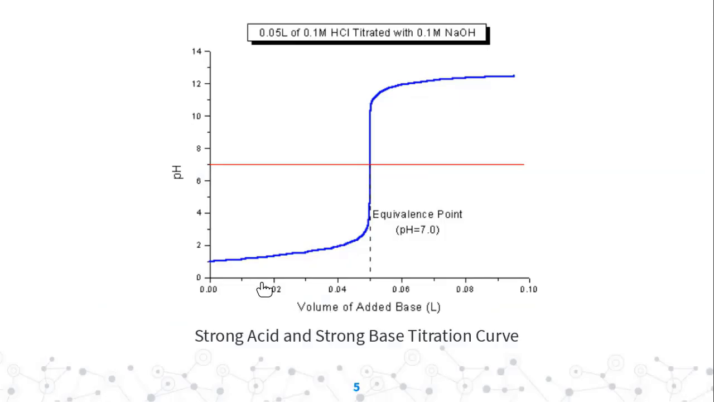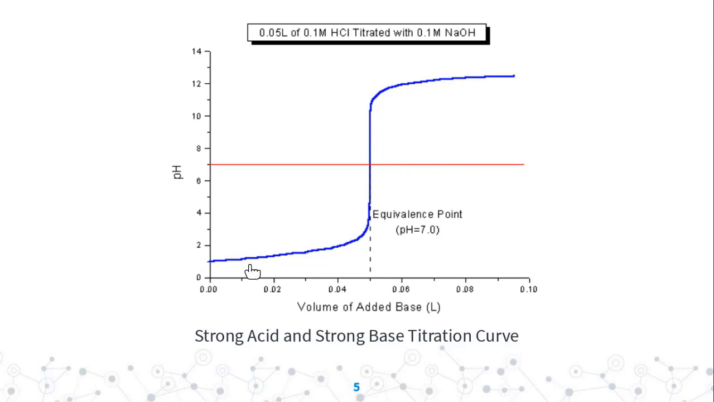Okay, and here is the titration curve. This is a graph comparing the volume of base that you add in. Imagine a scenario where you have a beaker with a strong acid in it, and you're titrating in a strong base. Initially you have just strong acid, so your pH is going to be very low, around 1 right here.